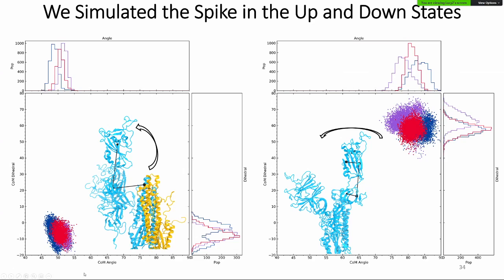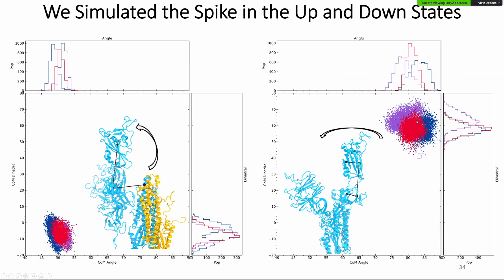Here I have plots that show the distributions in these different simulations. On the x-axis is this angle, right, as the receptor binding domain physically lifts up and down. And on the y-axis is this dihedral, the swiveling motion it does as it opens up. On the left are 3 different closed simulations, right? So the spike simulated for about 100, maybe 150 nanoseconds in the closed state. And here we simulated it in the up state, right?